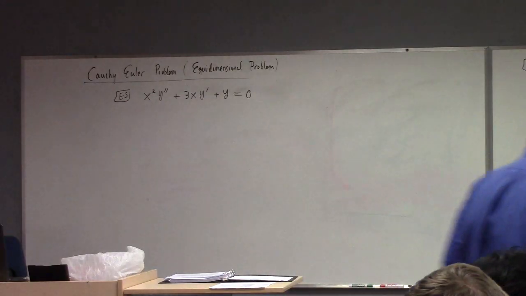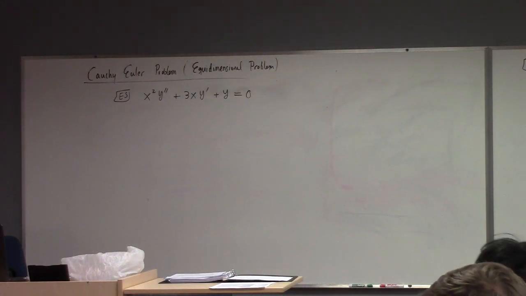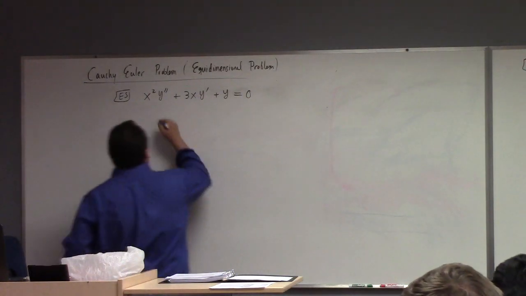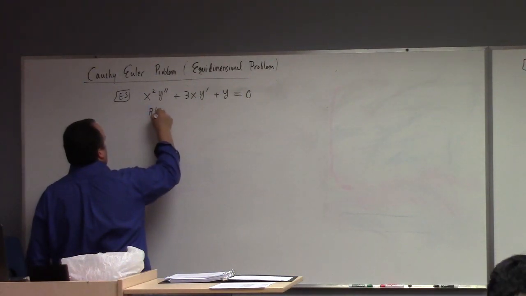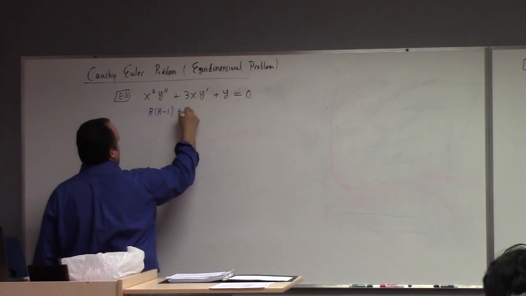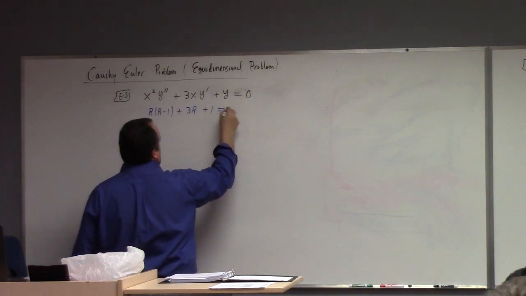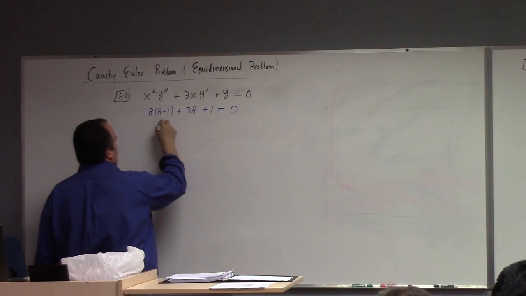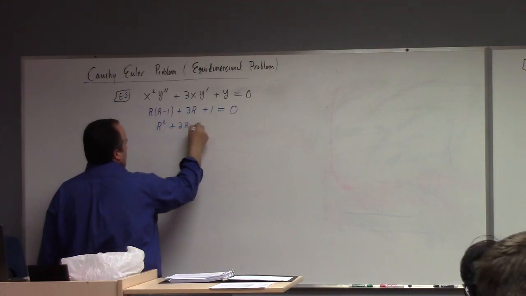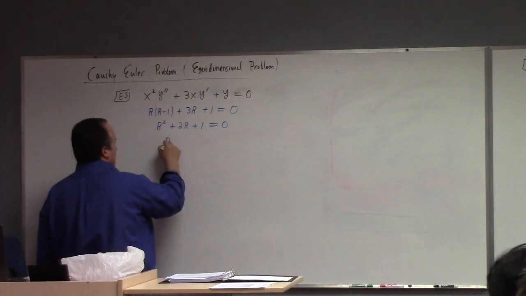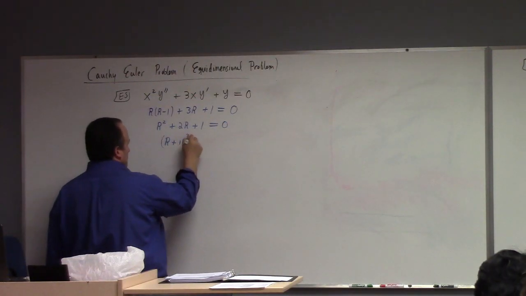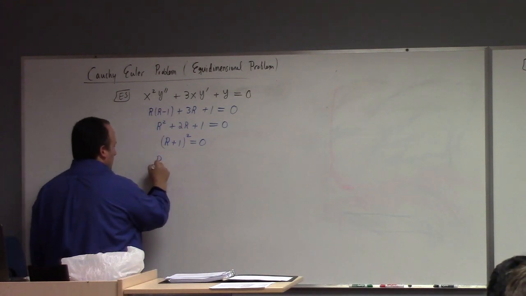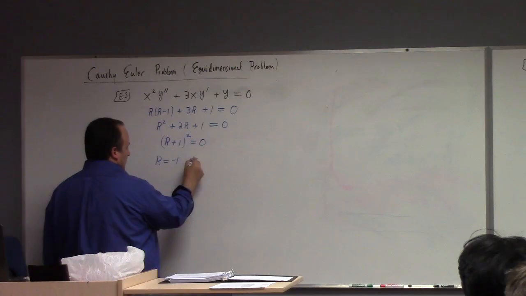That was a hiccup. I know that when I hear it. Let's see here. So r times r minus 1 plus 3r plus 1 equals 0, which of course gives me r squared plus 2r plus 1 equals 0, also known as r plus 1 squared equals 0. Aha! So we have r equals minus 1 twice, right?